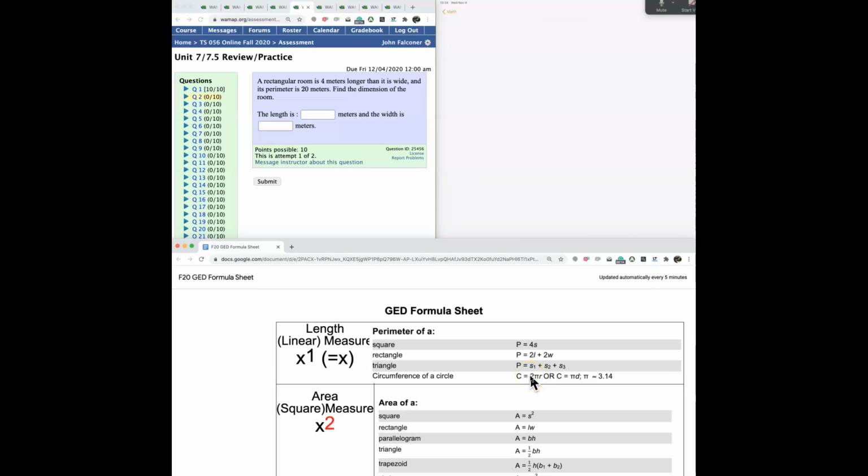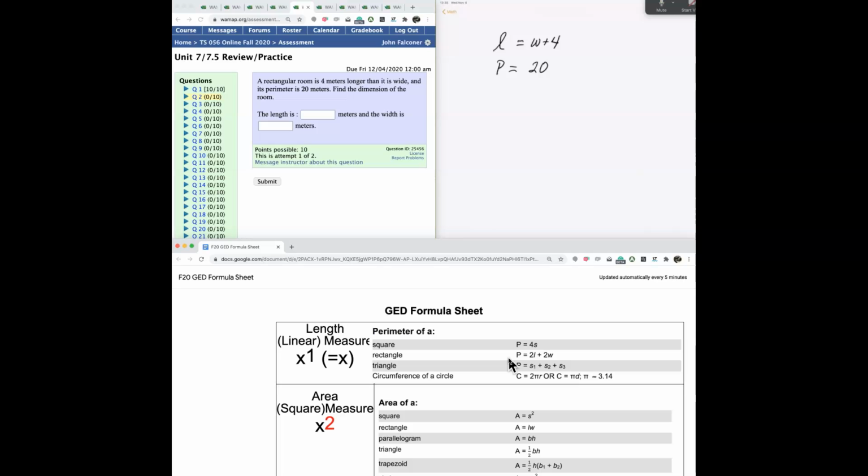Anyway, let's take a look at what we've got. They're telling us the room is 4 meters longer than it is wide. We're already using L and W here for perimeter, so let's stick with L. The room is 4 meters longer than it is wide. So L is equal to, it's 4 meters longer, so we're going to say it's the width plus 4. And then we know that P, the perimeter of this rectangular room, is 20.